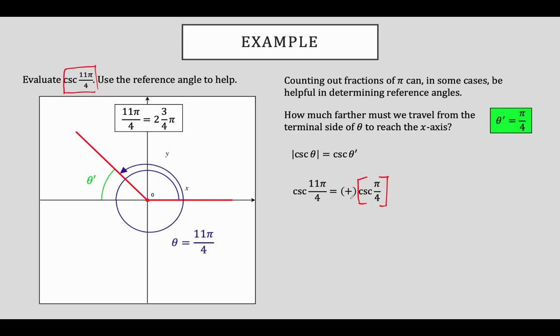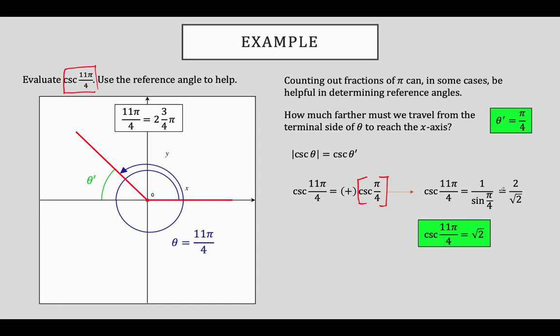I've placed a plus sign in front of it because our angle 11 pi over 4 is in the second quadrant. Well, what does this mean? Cosecant of 11 pi over 4 is equal to, cosecant's the reciprocal of sine, so that's 1 over the sine of pi over 4, the reference angle, and the sine of pi over 4 is root 2 over 2. Therefore, the reciprocal is 2 over root 2, which when we rationalize and simplify, that gives us root 2 for our final answer.